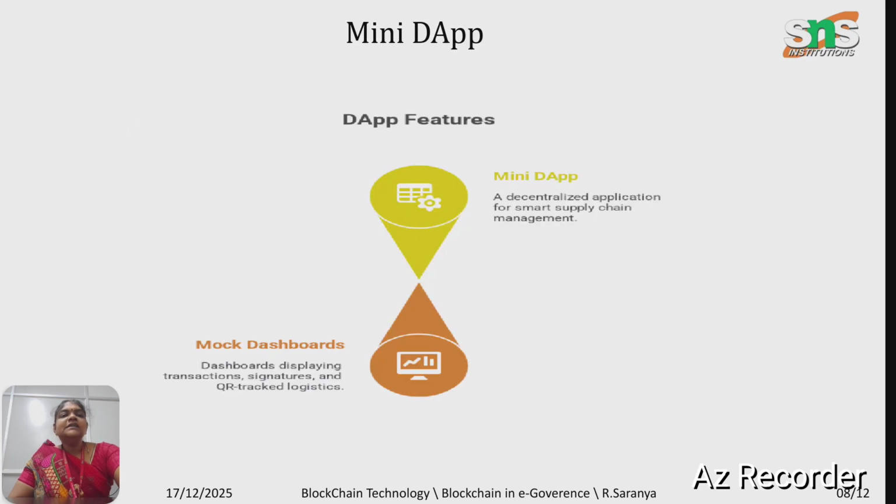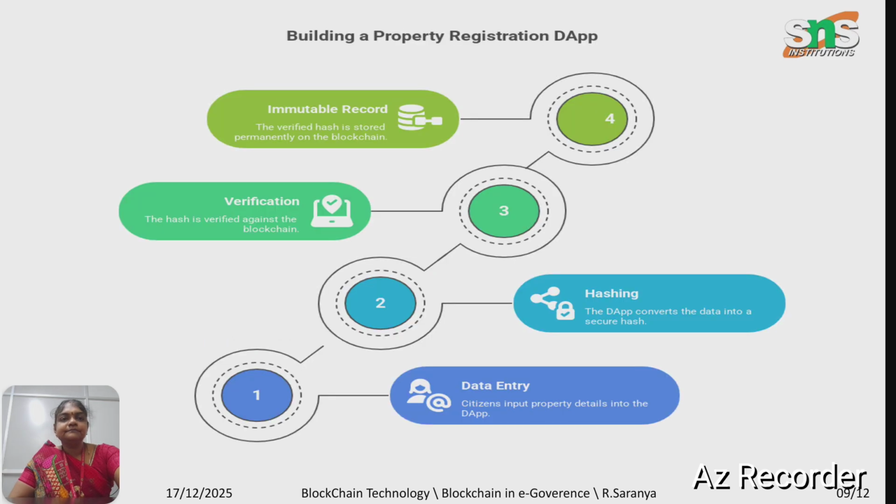So all these can be implemented using a DApp feature. A mini DApp can be developed for all the e-governance products. It is a centralized application for smart supply chain management, and a market dashboard can be given in a mini DApp which will be giving all types of e-governance things, and it will be displaying the transaction signatures, QR codes for tracking, etc.